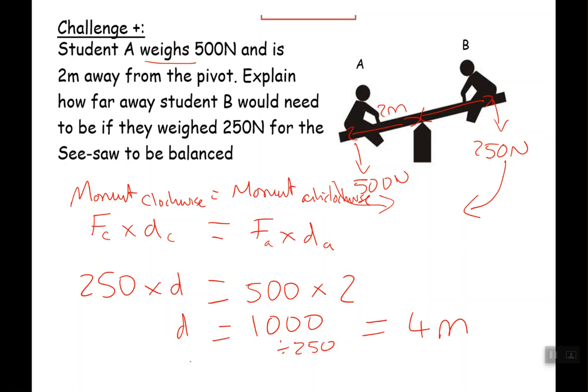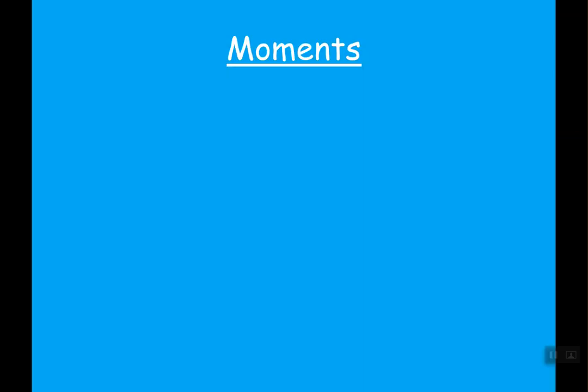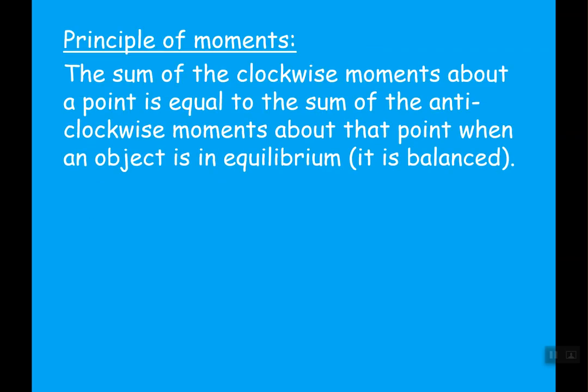Write down every single stage of what you do, even if it's just this thing up here or stating the principle of moments, it could gain you a mark. Just make sure as well, what they could possibly do in this type of question is tell you the mass of the person. Remember, mass is measured in kilograms. Therefore, you need to convert that into weight, which is a force. The equation for that is weight is mass times gravitational field strength on Earth, 9.8. So, the principle of moments is, as I said, the sum of the clockwise moments about a point is equal to the sum of the anti-clockwise moments when the object is in equilibrium, balanced.